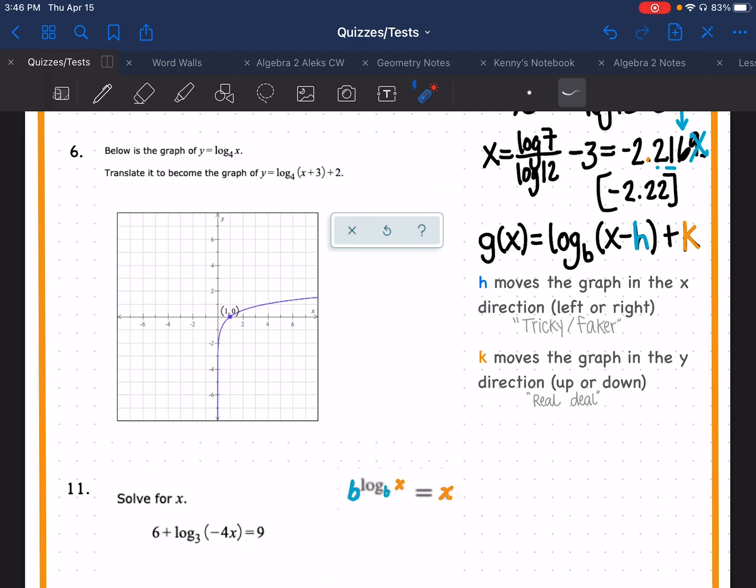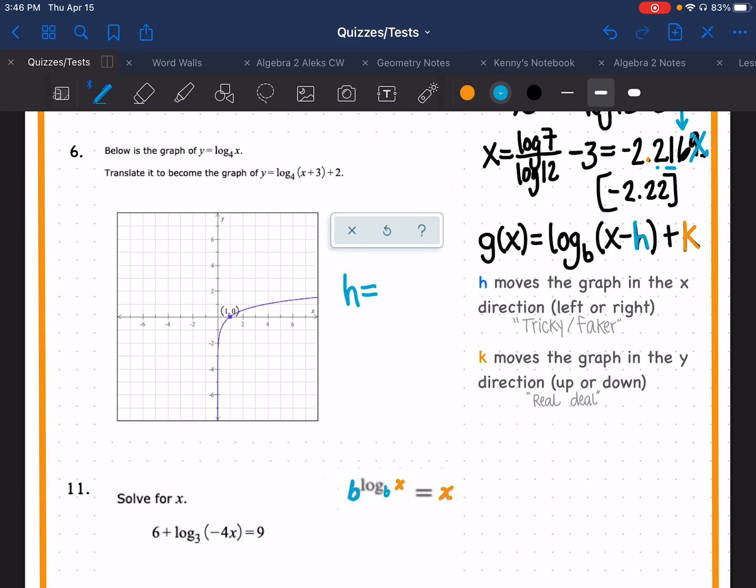So what I really think you guys should do is focus on this formula right here. And this is probably the easiest one. H is going to be this number right here inside the parentheses. So look at your equation right here where it's asking you to translate. This number inside the parentheses is your H. So let me go ahead and write down my H equals.